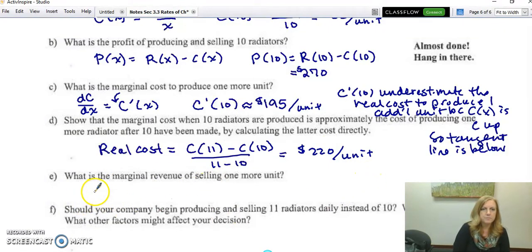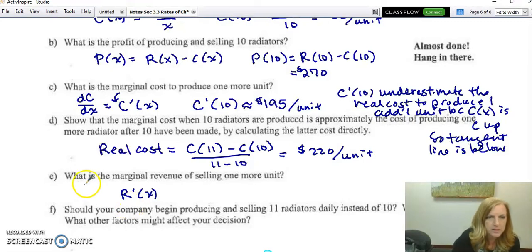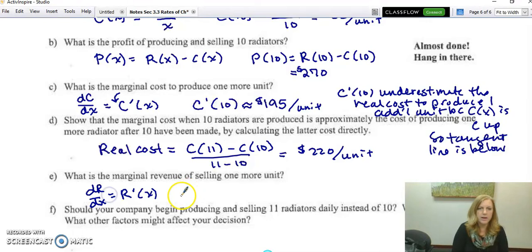Marginal revenue is going to be our R prime of x. And again, that's dR with respect to x if we write it that way.